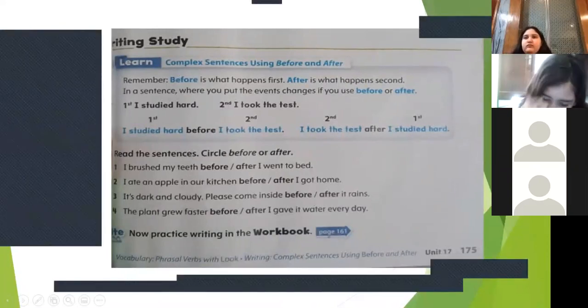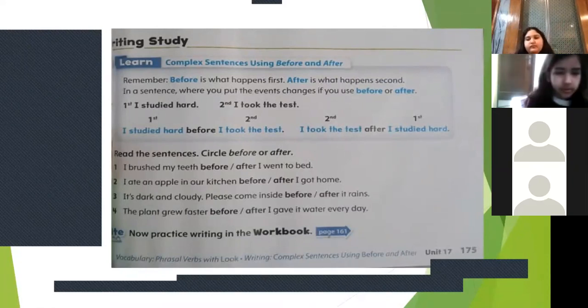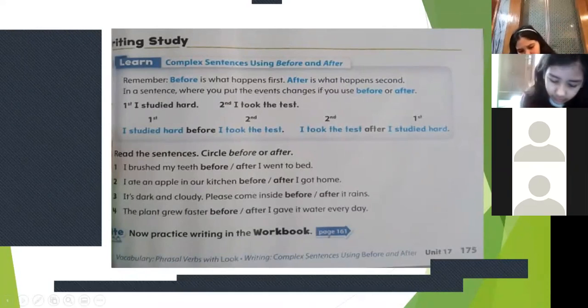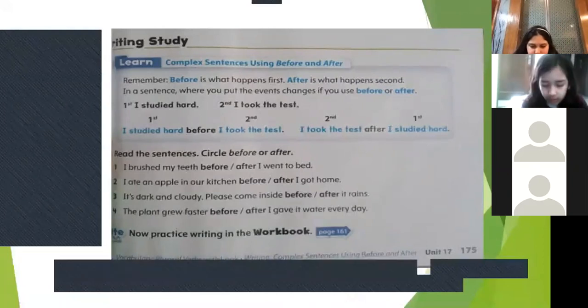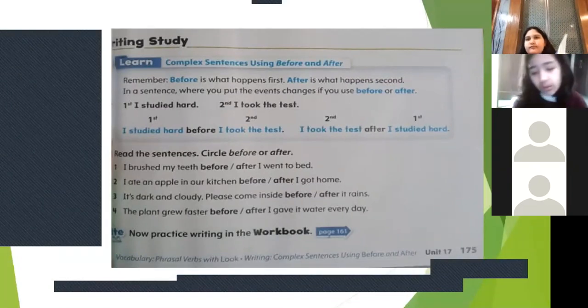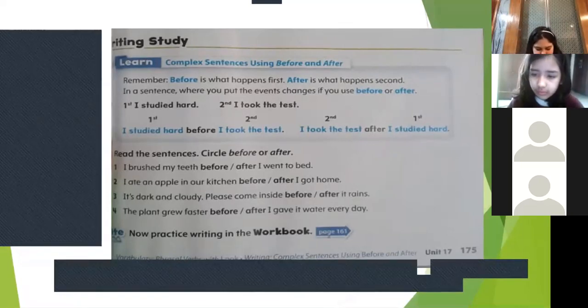So the next slide is again on page 175 of your student book, and it's about complex sentences using before and after. So as you all know, we use the words before and after. They are telling you here, remember, before is what happens first and after is what happens second. Whatever happens first, we use the word before with it, and what happens after that, we use the word after to complete the sentence, right?